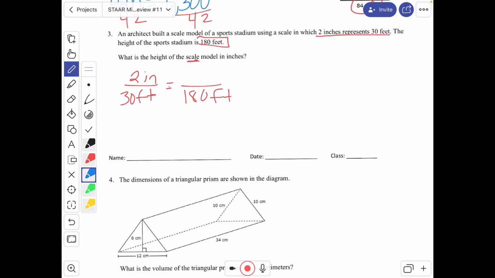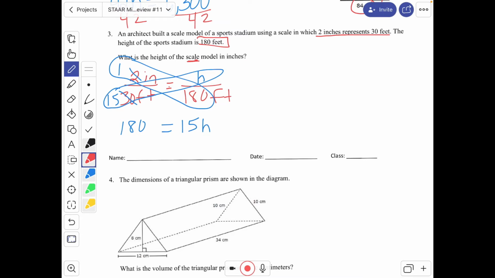You might want to simplify first. They're both even numbers, so you could divide by 2. And then we cross multiply. 1 times 180 would be 180. And the other way would be 15 times some variable. And then the next step would be to get the variable by himself, so we do that by dividing. And once you divide, then you will have your answer.